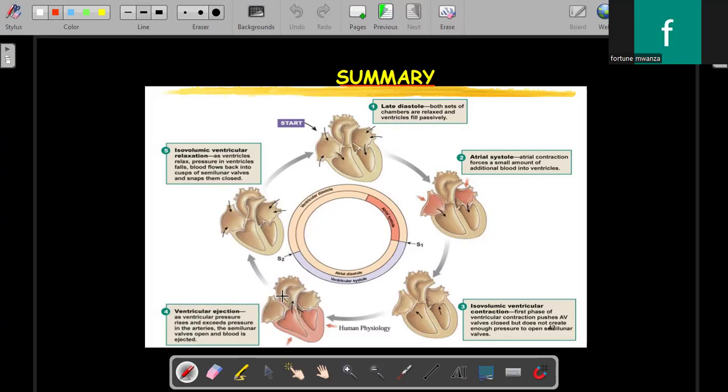Your intraventricular pressure dropped there. Then the aortic pressure increased. Then from there you went back to your diastole phase, where you had both the atria and the ventricles being in diastole.